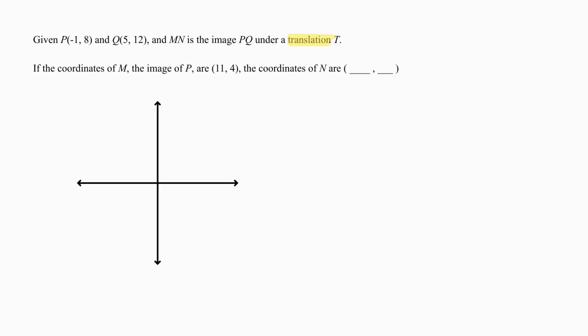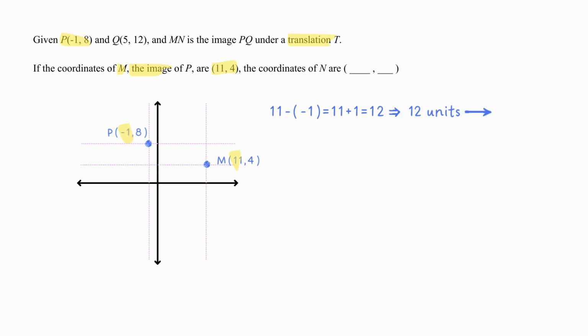The original point P is at -1, 8. The new point, which is the image M, is at 11, 4. To find out how far we moved, we need to look at the change in our x-coordinates and y-coordinates. For the horizontal slide, which is the x value, we started at -1 and ended at 11. So, 11 minus -1 is equal to 12. So, we moved 12 units to the right.